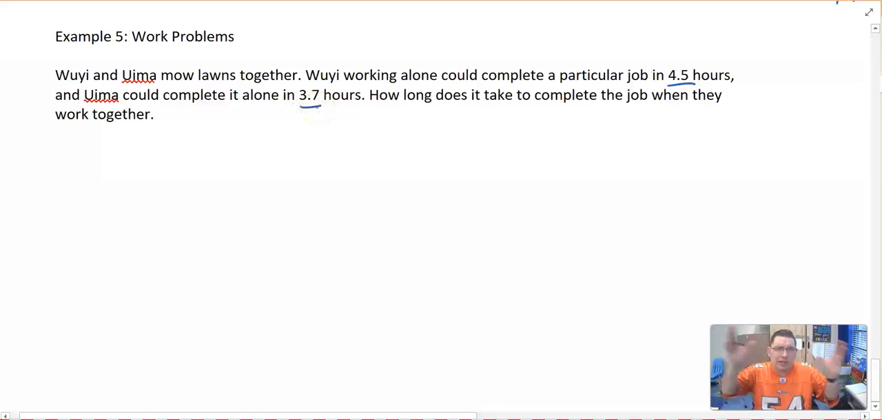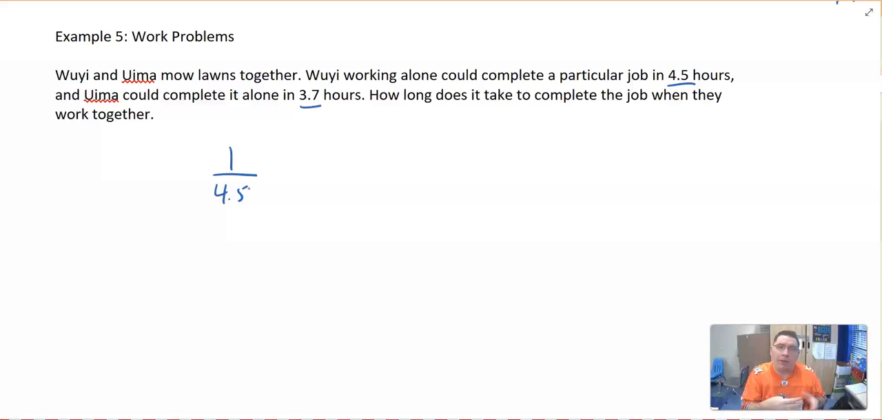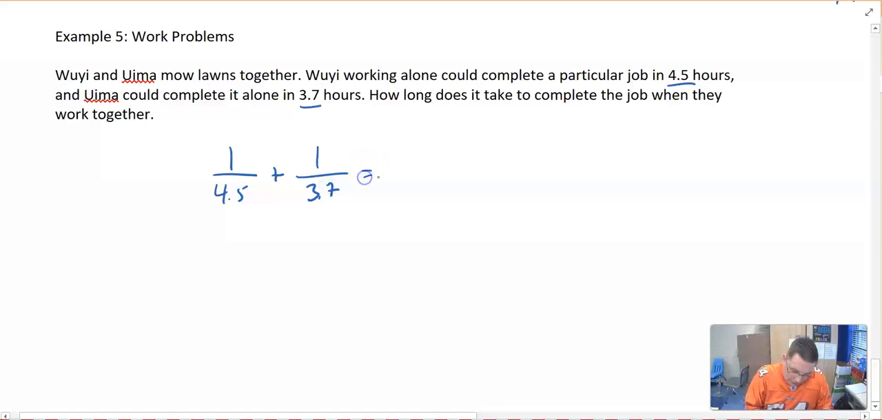And so this sounds like a complicated problem, but it's actually not. So there's one job that they're doing, right? And Yumi can do it in 4.5 hours. So one job divided by 4.5 hours. And again, you can calculate what percentage of the job you can do in an hour or 2 hours, and so on. Plus one job, right? Over, well, Umi can do it in 3.7 hours. And what we want to know is how fast together they can do one job in whatever amount of time it's going to take them. And so it's literally that simple.